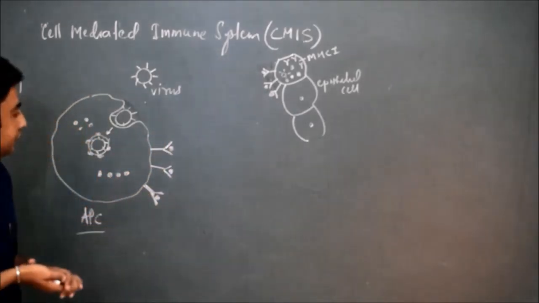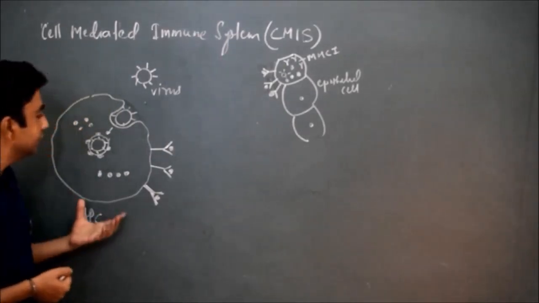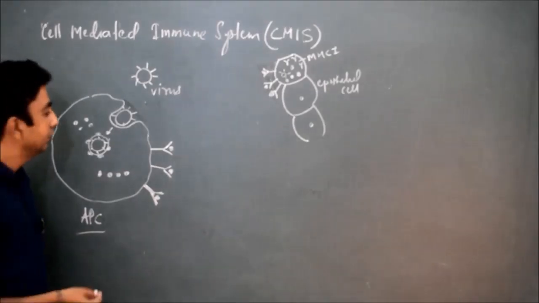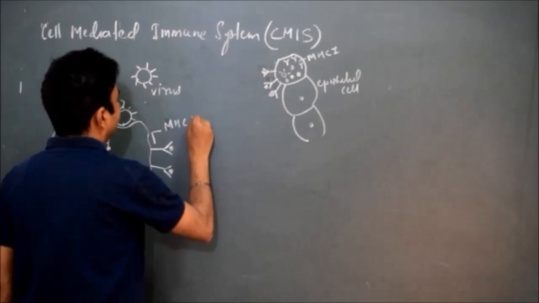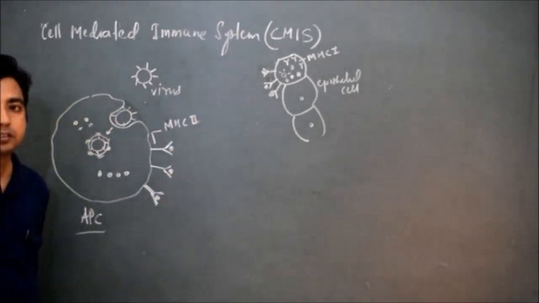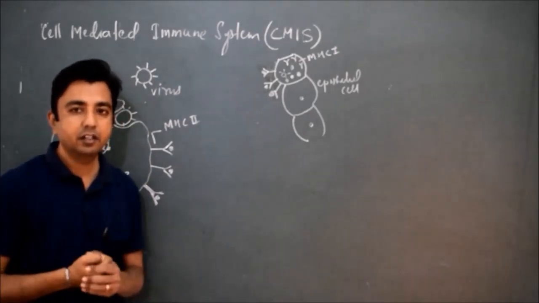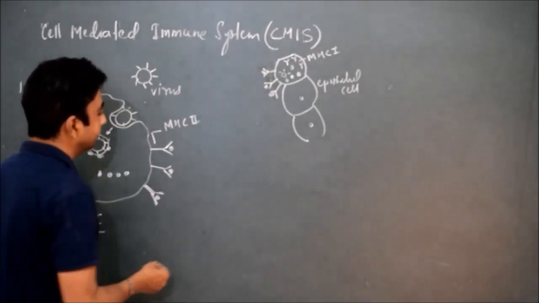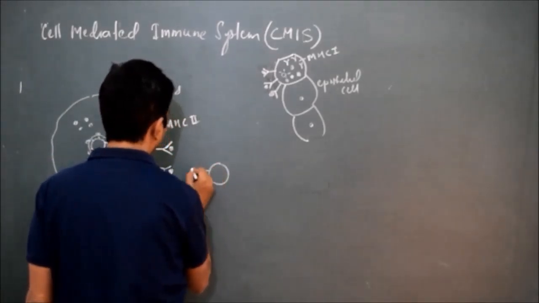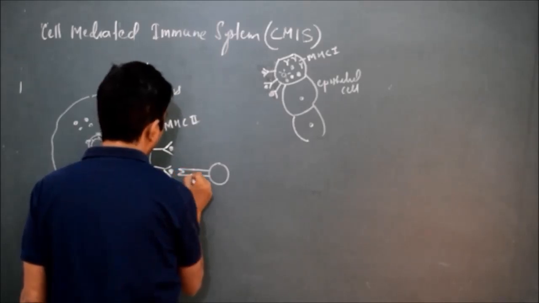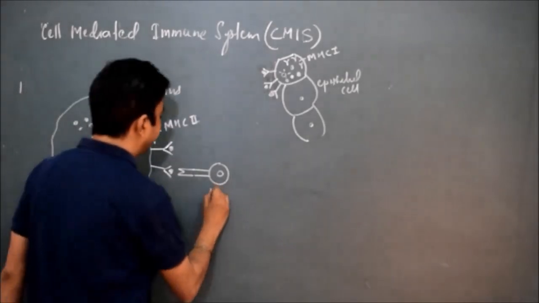Now come to this point. This macrophage is now called an antigen presenting cell, since it is presenting antigen with the help of MHC class 2 molecule. Now it will come in contact with the helper T cell, just like humoral immunity. So the helper T cell will attach to the APC. This is TH.